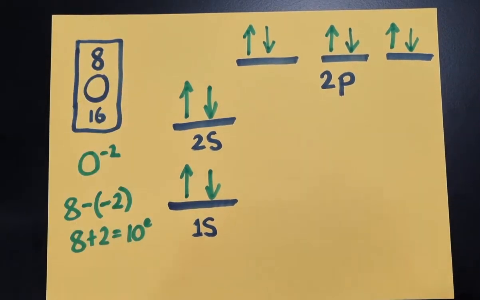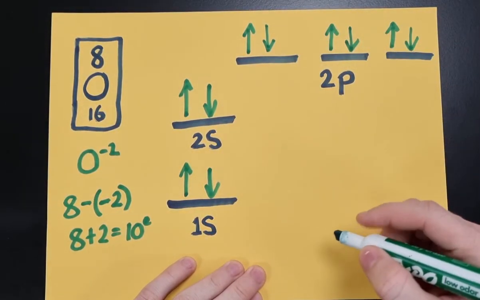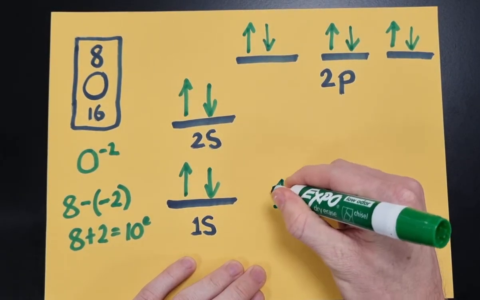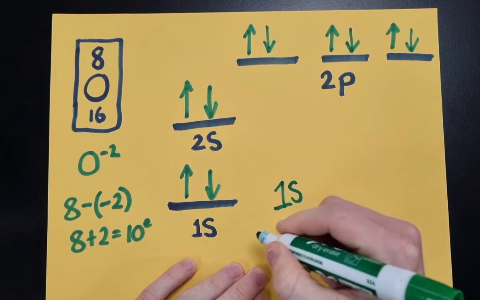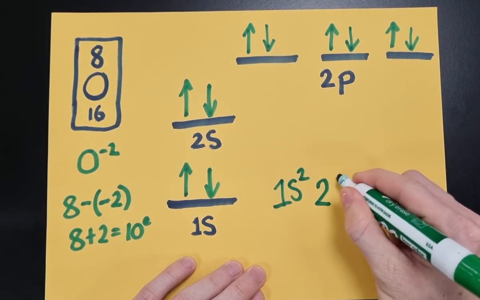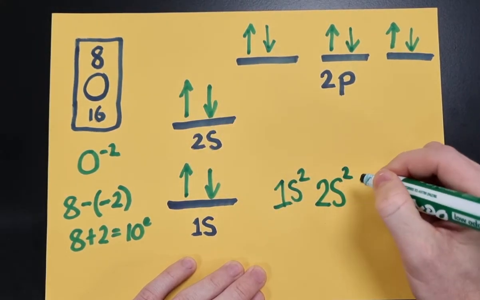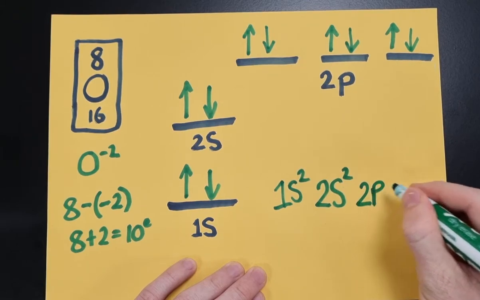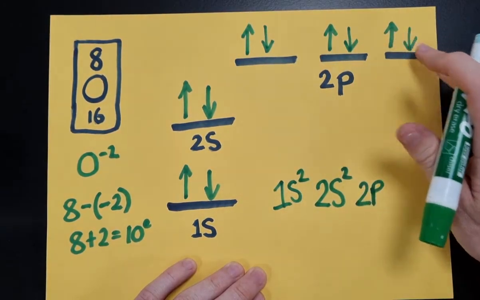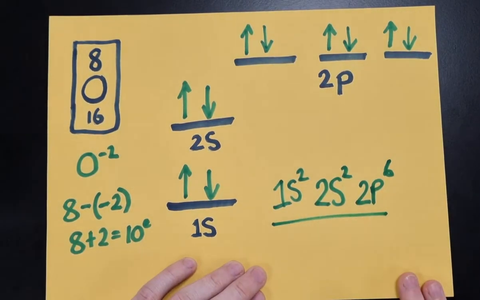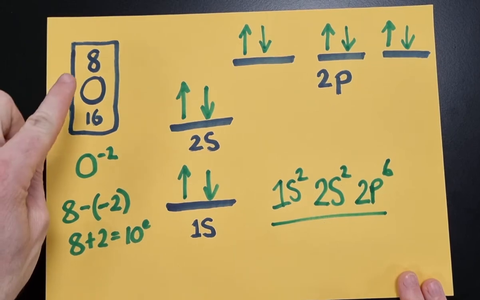Now, how would we write this in our exam? It's great filling it up like this, but now we would have to write it down. So we would first have 1s, with 2 spots there. We then have 2s and 2 spots there. We then have 2p, 1, 2, 3, 4, 5, 6, 6 spots. And there you have your answer for an ion of oxygen. We'll do it a couple more times.